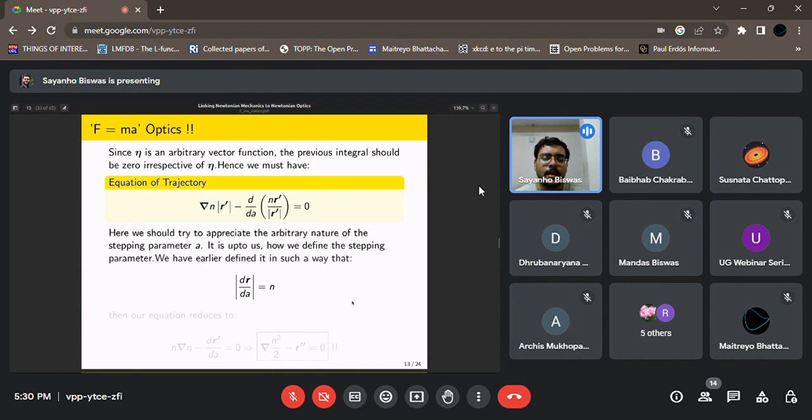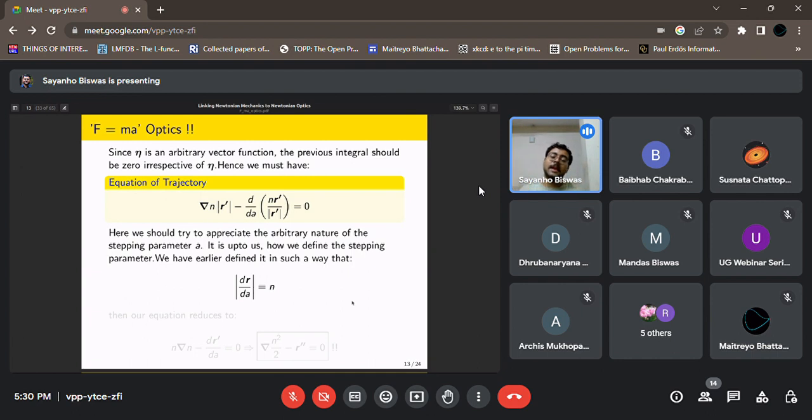Yes, we have already defined A. A was arbitrary at some point. I have written here that we should try to appreciate the arbitrary nature of the stepping parameter. No, A was arbitrary at one point of time, but we had given it a specific definition. What was the definition? Mod dR/dA equals n. This is how we have defined our stepping parameter: mod dR/dA is n.